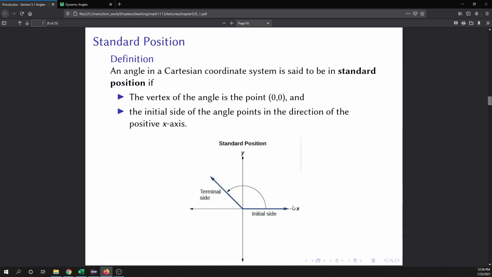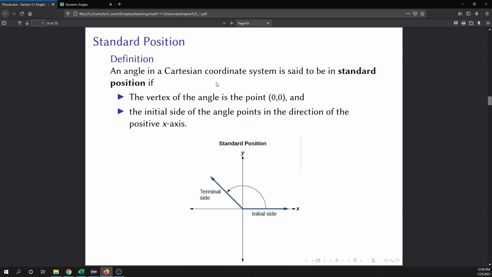To make the analysis of angles a little bit easier, what we're going to do is define what's called a standard position for an angle. It just makes it easier to work things out if we define the standard position. And so most of the time we will be dealing with angles that are in standard position as we go through chapter 5.